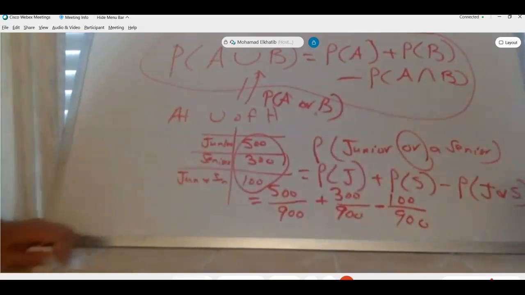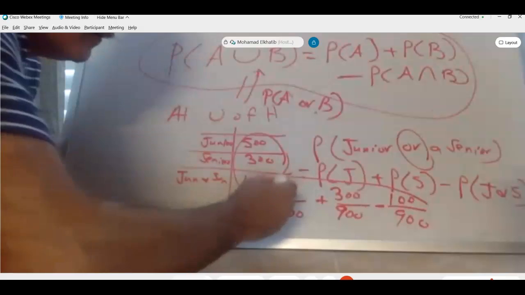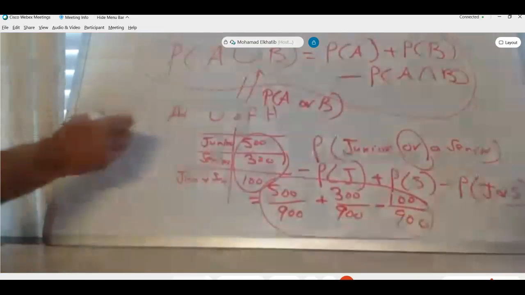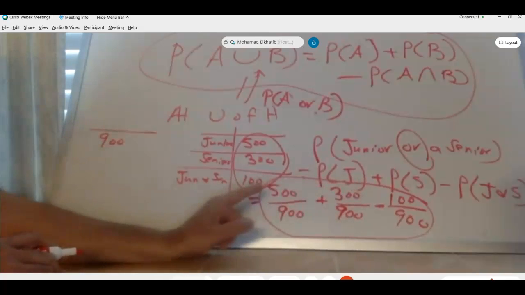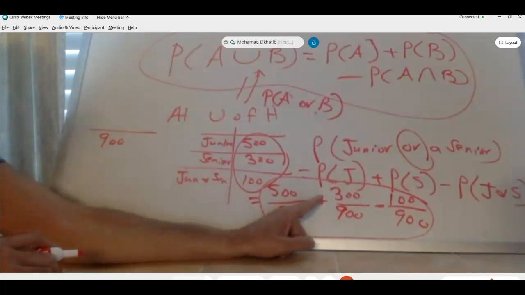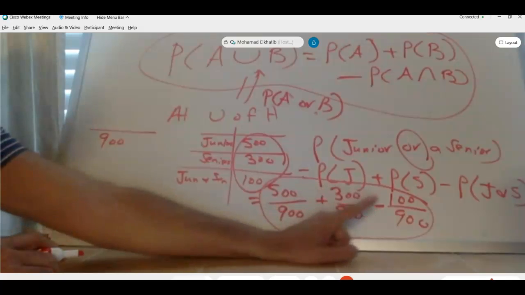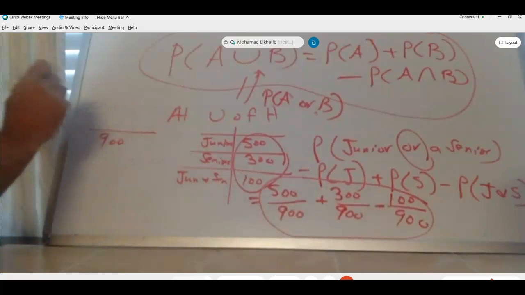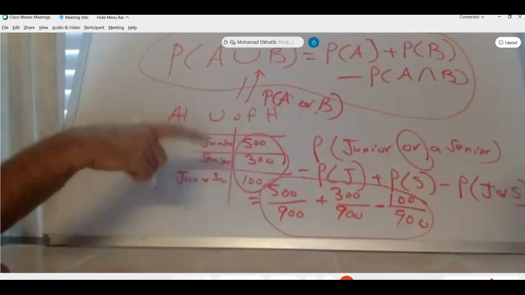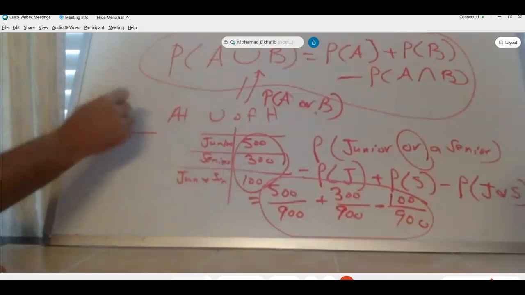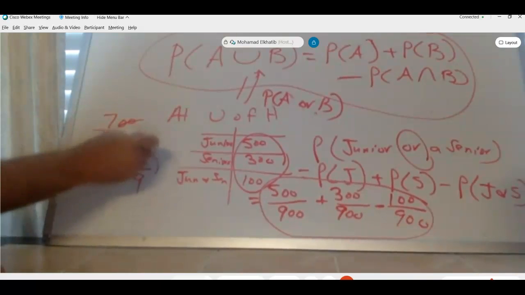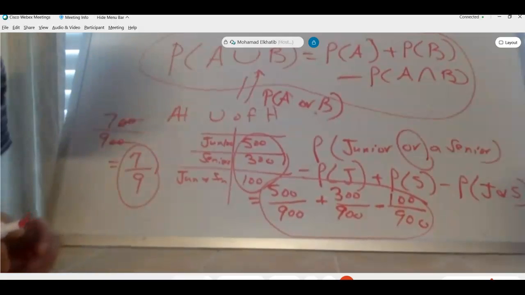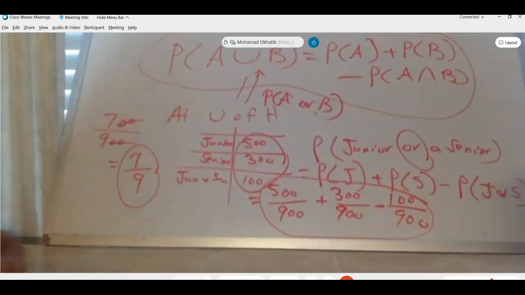Okay? Now to do the math here, the denominator is the same, 900. All I gotta do is just do the top numbers. 500 plus 300 is 800, minus 100 gives you 700. So how do I reduce these fractions? 2 zeros cancel 2 zeros, so my final answer is 7 over 9. Okay?